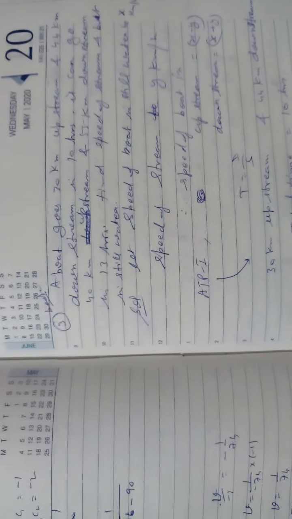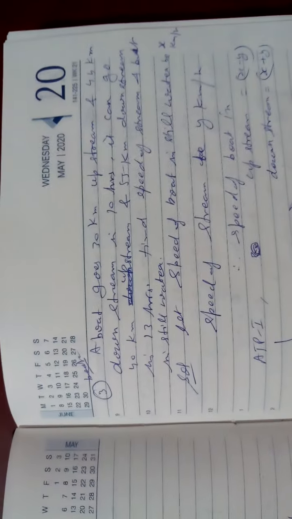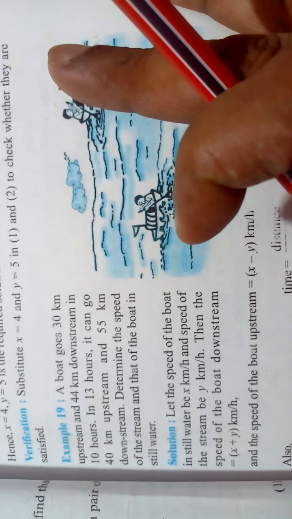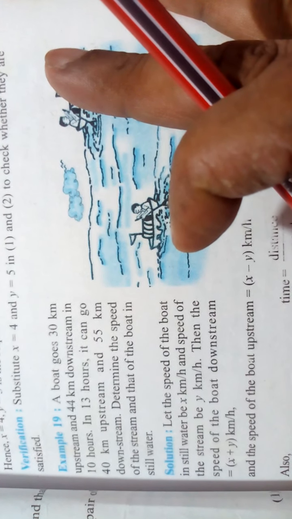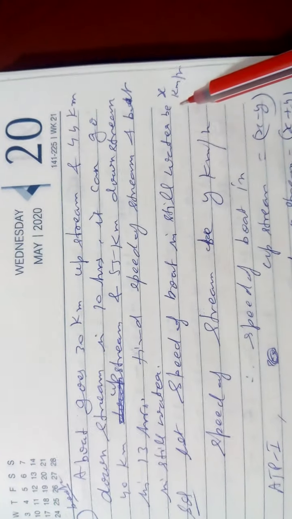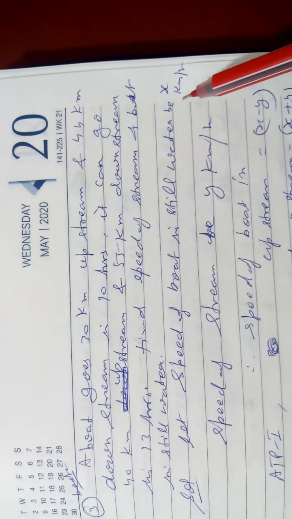So this type of question, suppose the question is given in statement form, which is a book question given in your textbook example. Stream questions, upstream, downstream, that you know. Here is the question given in example number 19. A boat goes 30 km upstream and 44 km downstream in 10 hours, and in 13 hours it goes 40 km upstream and 55 km downstream. Determine the speed of the stream and that of the boat in still water. Still water means water is not flowing, there is no flow. So let the speed of the boat in still water be x km per hour.